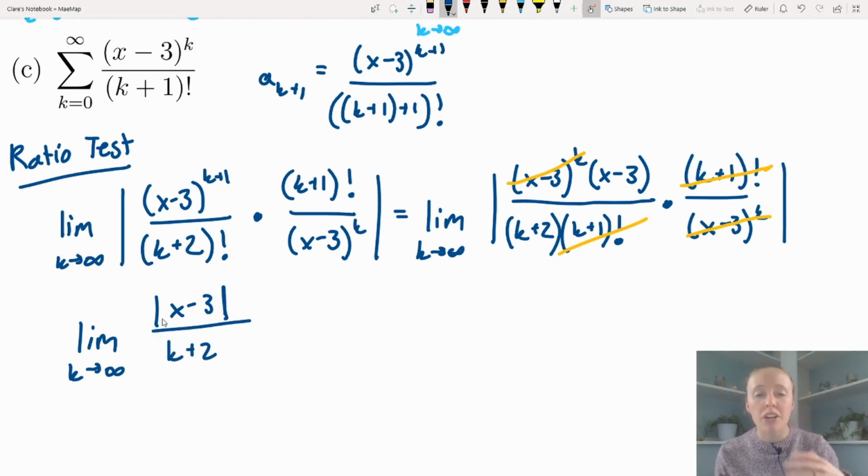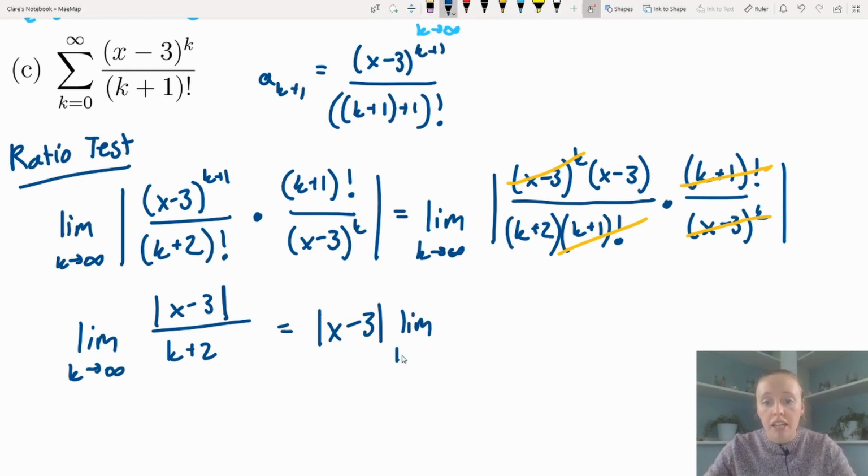So I move my absolute value up with my x minus 3 because I know that I'm only ever going to be plugging in positive values for k, so I know that denominator is always going to be positive. And now I can pull x minus 3 out in front of my limit. So the absolute value of x minus 3 times the limit as k approaches infinity of 1 over k plus 2, well, think about it. As k approaches infinity, 1 over k plus 2 is going to go to 0. And 0 times anything is 0.